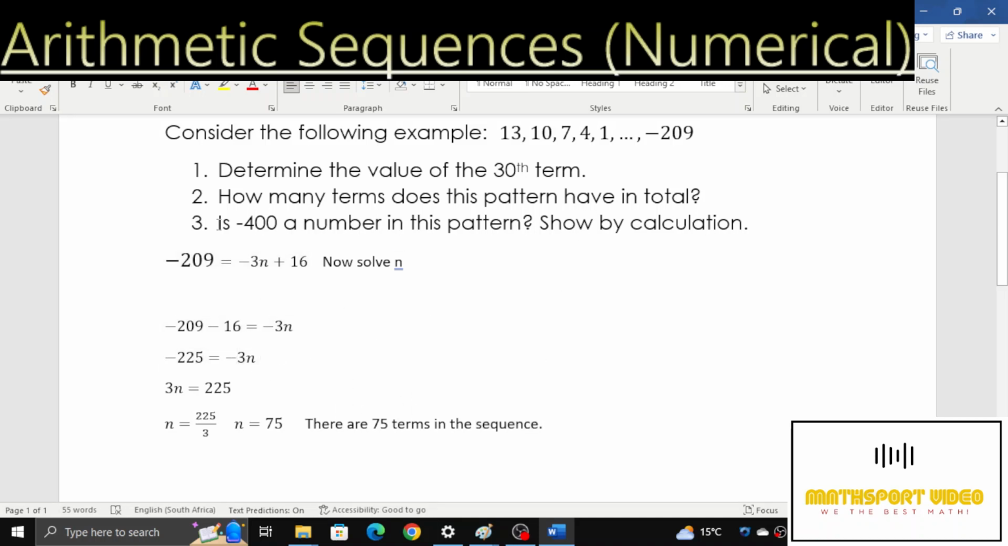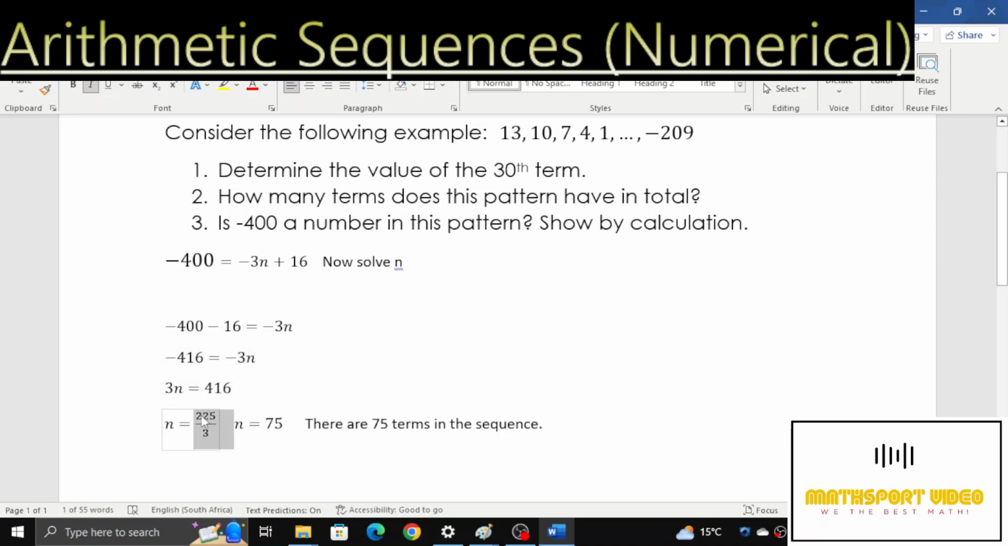Now finally the third question: is negative 400 a number in this pattern? So the way that we do that is by putting negative 400 over here and solving for n. So let's see if that works out nicely. We're going to get negative 400 minus 16. This is going to then be negative 416. And so then 3n equals positive 416.